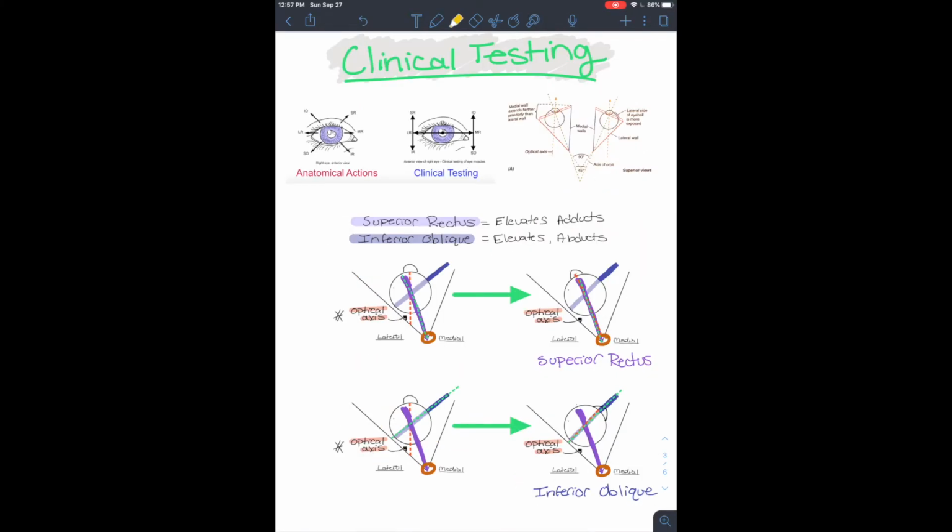To clinically test the lateral and medial rectus, it's pretty straightforward. Have the patient look laterally in order to test the lateral rectus, and have the patient look medially in order to test the medial rectus. The other four are a little bit complicated.